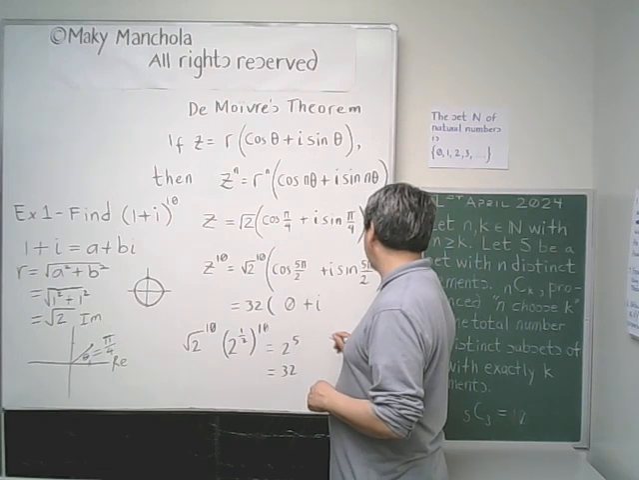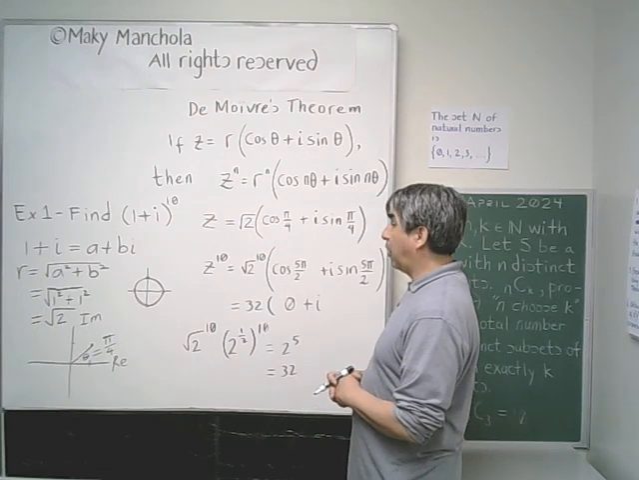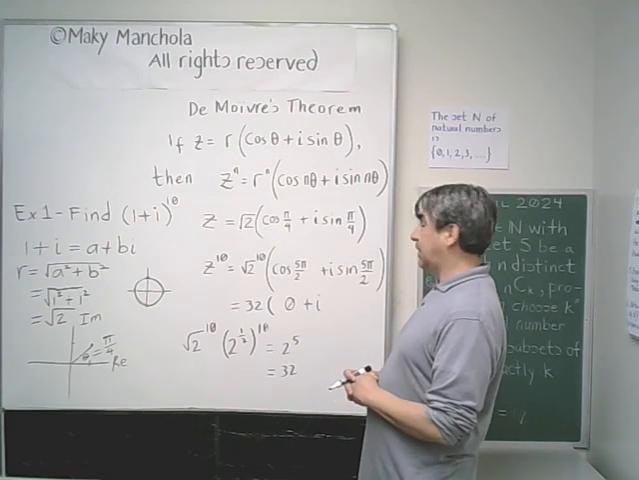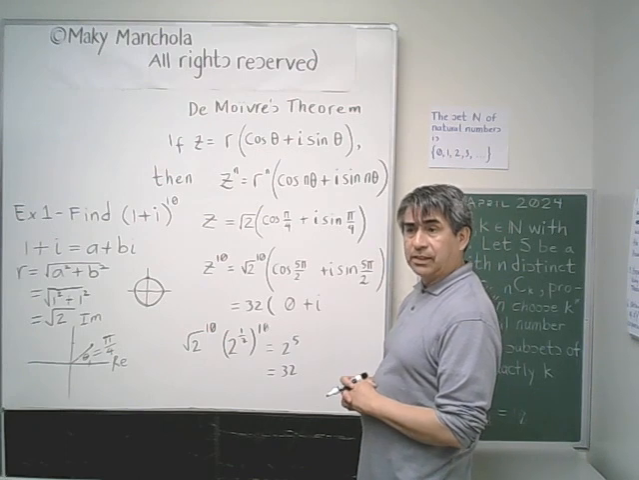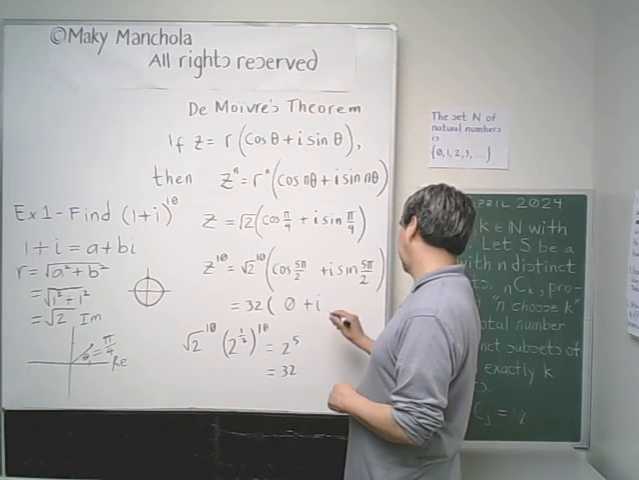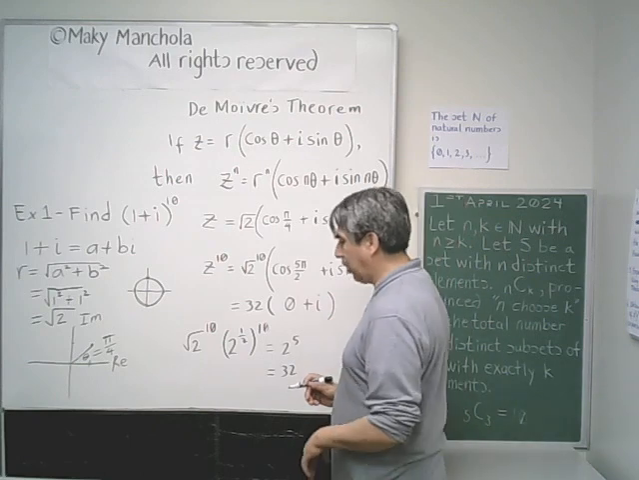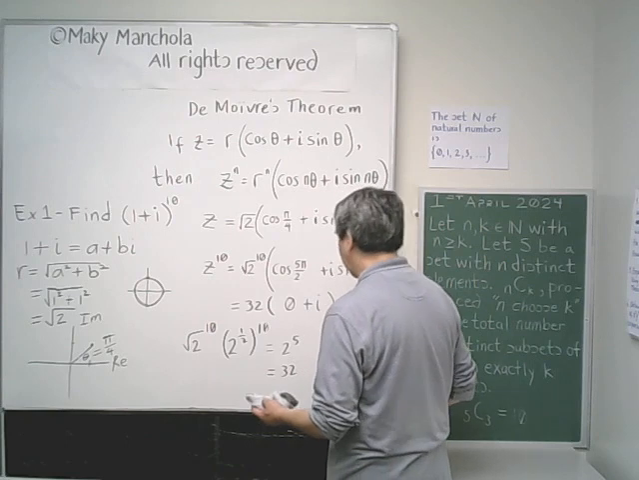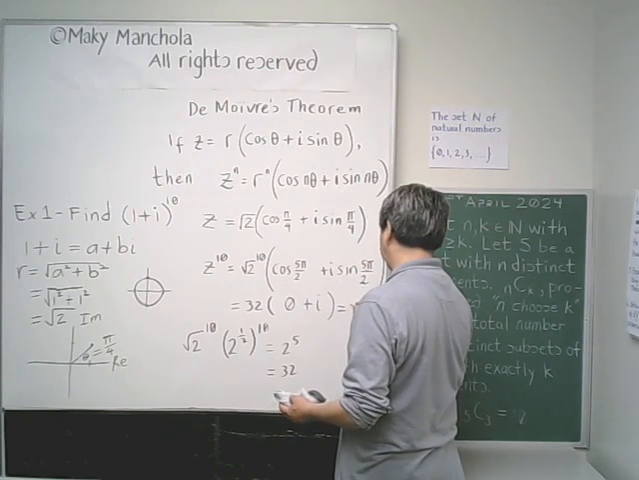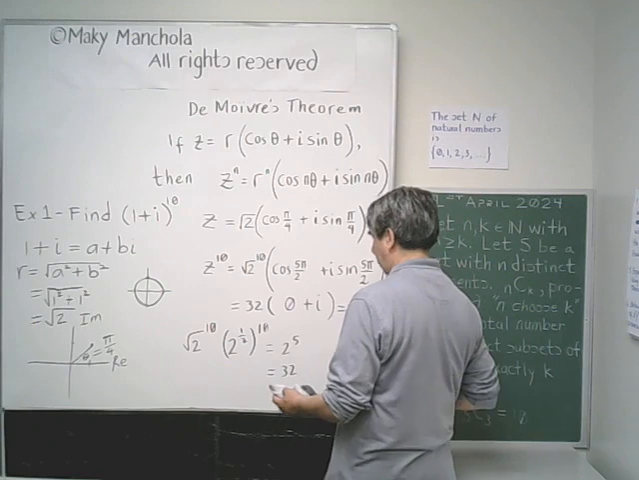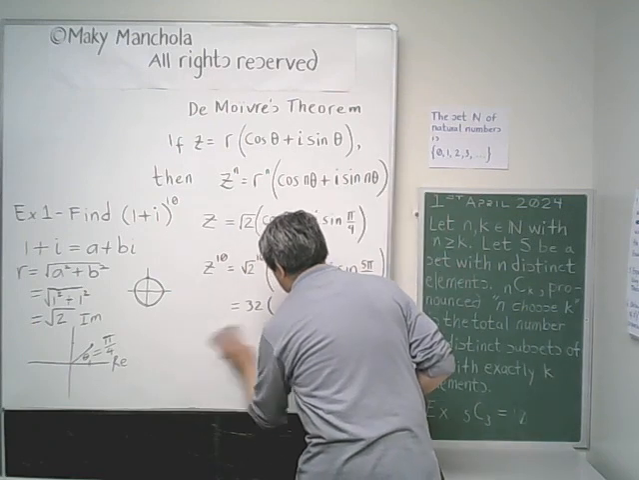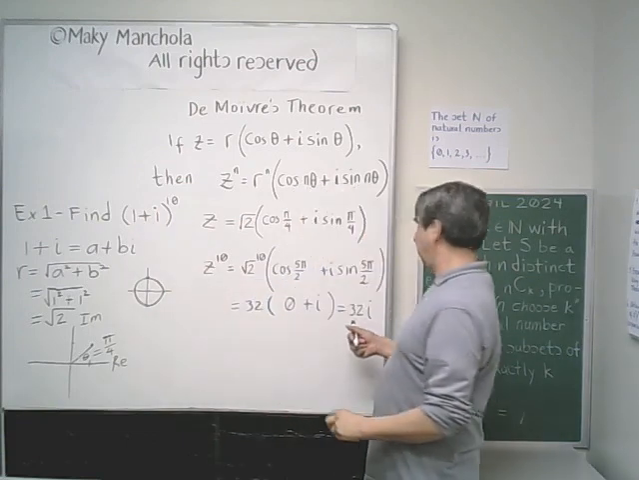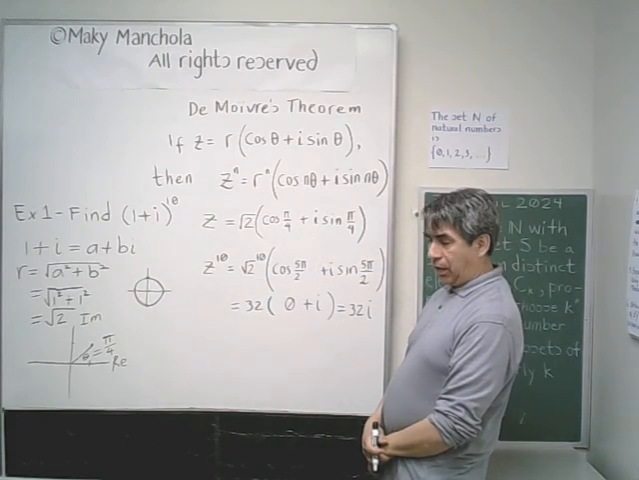Plus i sine of 5 pi over 2, which is the same as the sine of pi over 2, and we know that the sine of pi over 2 is 1. So we end up with 32 times 0 plus i. That is the same as 32i. Okay, so here's our answer. 1 plus i to the power 10 equals 32i.